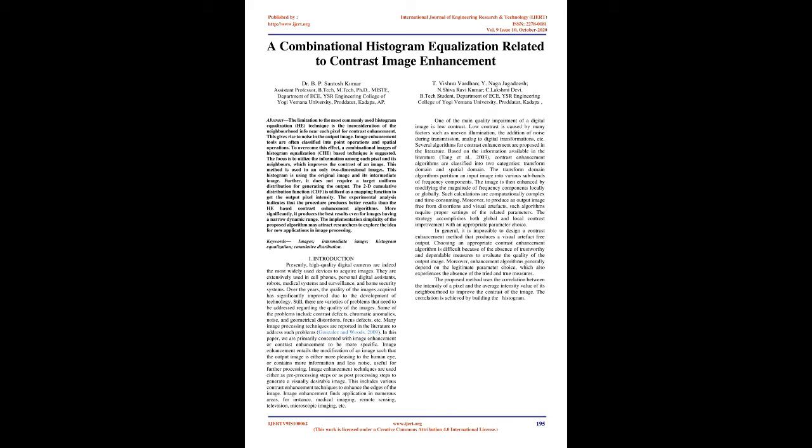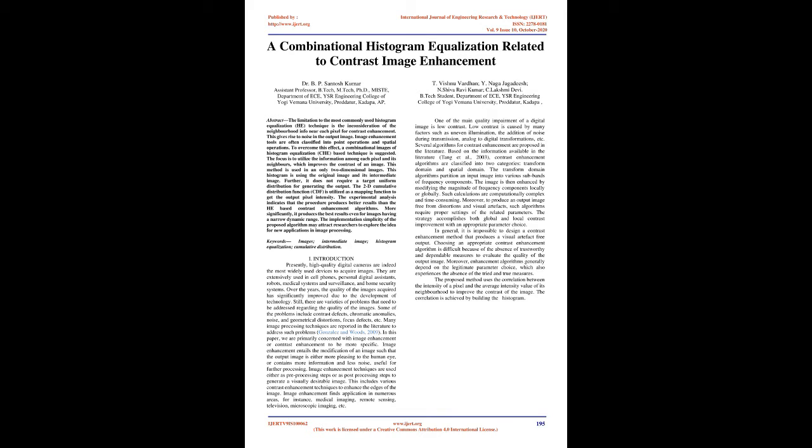More significantly, it produces the best results even for images having a narrow dynamic range. The implementation simplicity of the proposed algorithm may attract researchers to explore the idea for new applications in image processing. Keywords: images, intermediate image, histogram equalization, cumulative distribution.